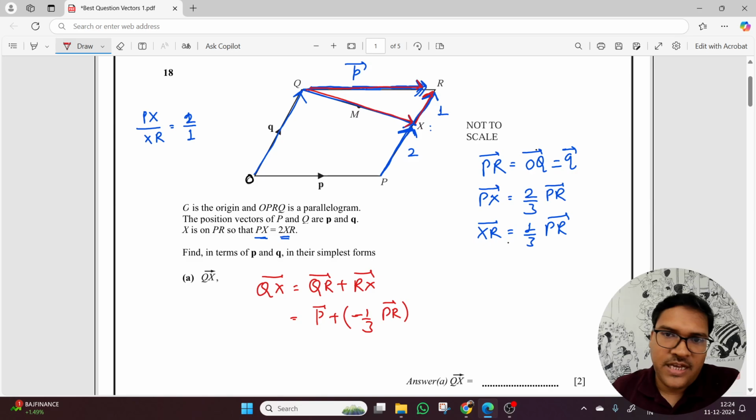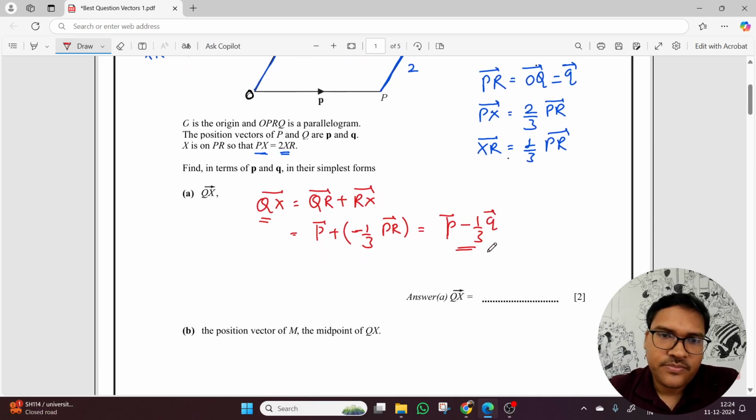Now what is PR vector? We know this is equal to P vector minus 1/3. What is PR vector? This is equal to Q. So this is 1/3 Q. I hope this is clear. So what is the answer? QX vector is equal to P vector minus 1/3 of Q.